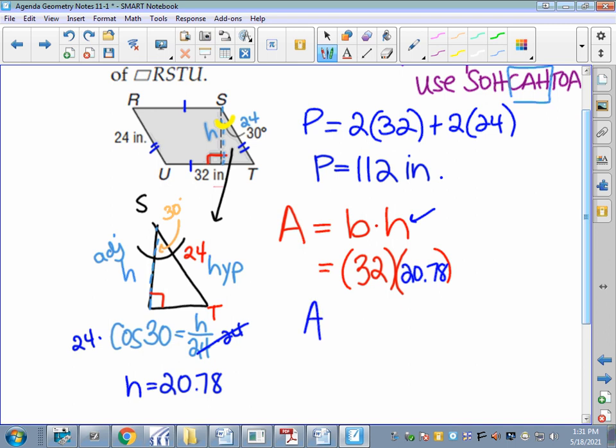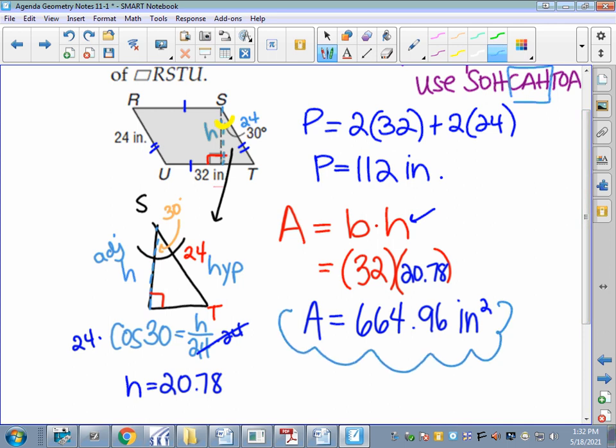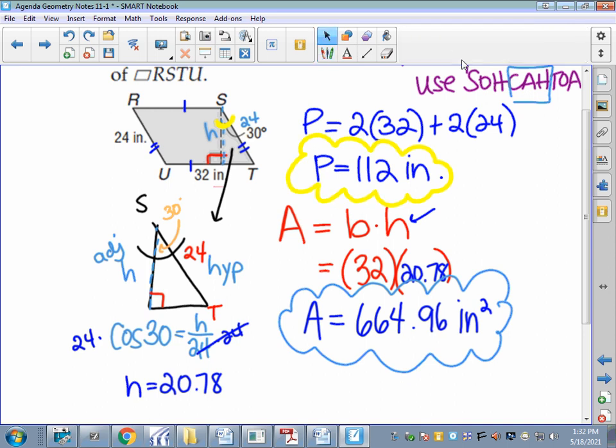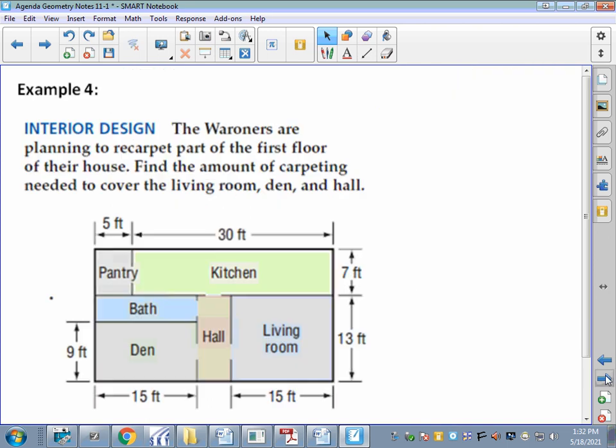So now I can finish this problem. 32 times 20.78 gets me an area of something right around 664.96. If I'm going to put my units on there, it's going to be inches squared. So it's all formula work, but it's those darn side problems, right? So just be watching out for those. You can throw in a Pythag, you can throw in a SOHCAHTOA if you need to take out a triangle to write it so you can see it separately. Do that. All right, let's see what else we got here.